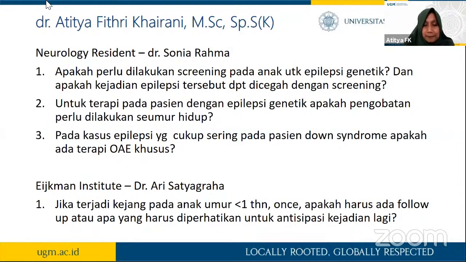Kemudian ada komorbid apa pada pasien tersebut, misalnya ada gangguan kognitif, maka kita berikan obat yang tidak menurunkan kognitifnya, atau justru yang memperbaiki kognitifnya.